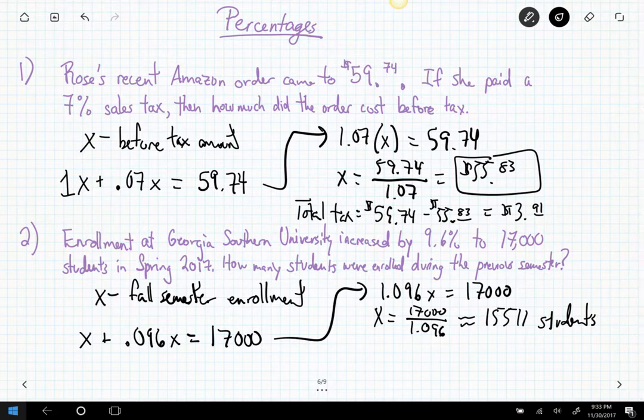So that trips up a lot of people. Most times I'll see people just multiply that amount, the 17,000, by the 0.096. You have to pay attention to when we're talking increase or decrease from a previous time. So how many students enrolled during the previous semester, right? Think about, are we talking before or after this percent increase or decrease? So are we working with a number that's the finished product, or the number that we're going to take the percentage out? So keep that in mind on those problems.